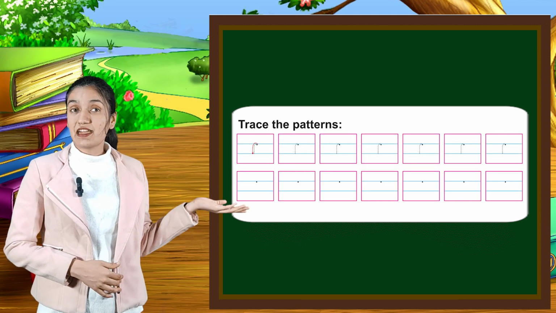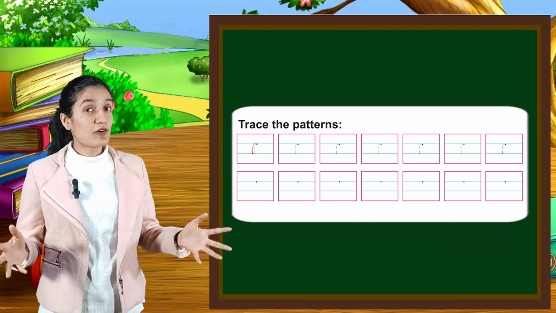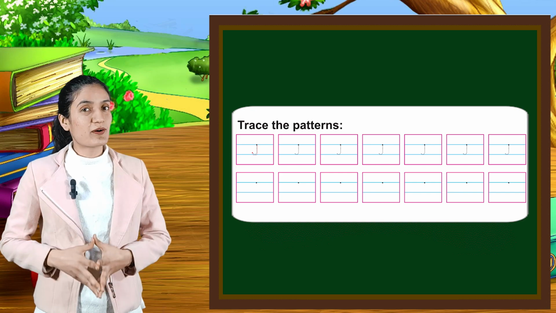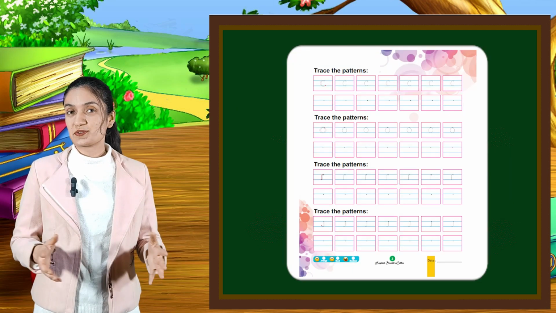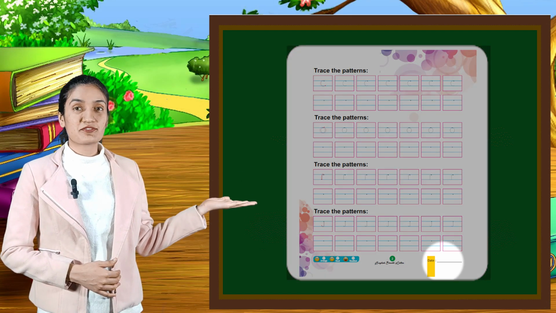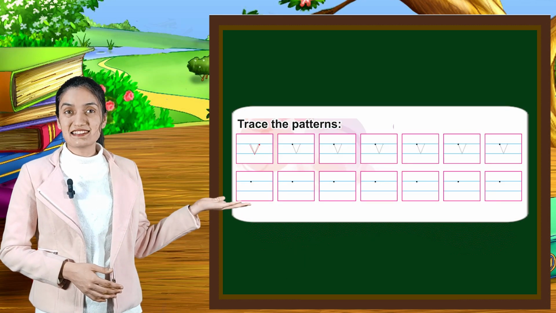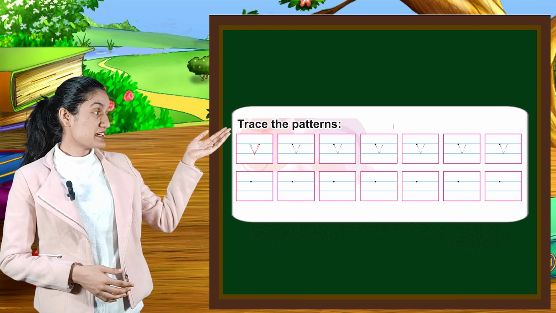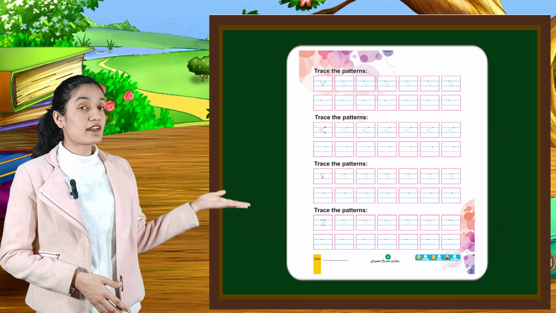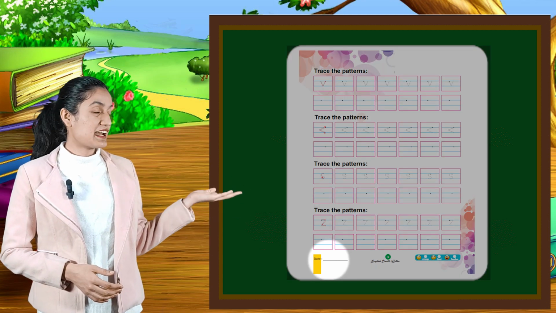Next pattern is F. Let's trace the pattern. Yes, join all the dots and make it F. Now let's see the next pattern, that is J. So students, in the same way, join all the dots and make it a J. So students, after tracing all the patterns, you have to write the date at the end of the page of your notebook. Now it's time to trace other letters, that is here V. Students, join the dots and make it V. So students, in the same way, there are other patterns too. You have to trace them too. And also write the date at the end of the page.